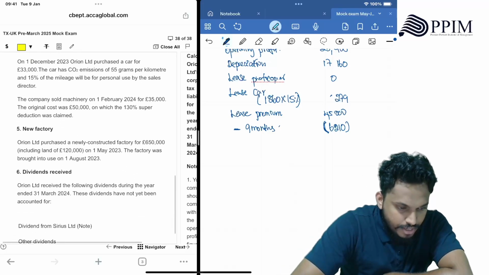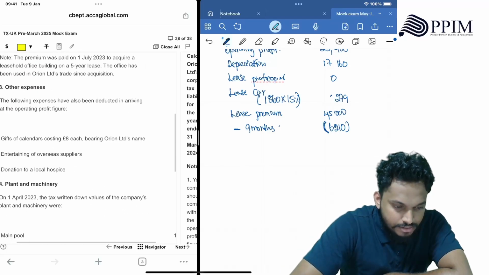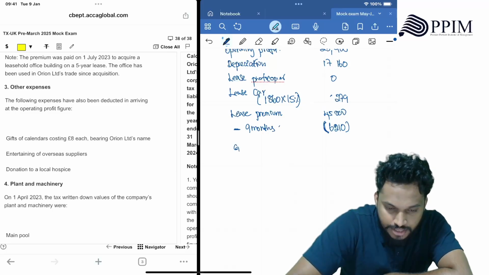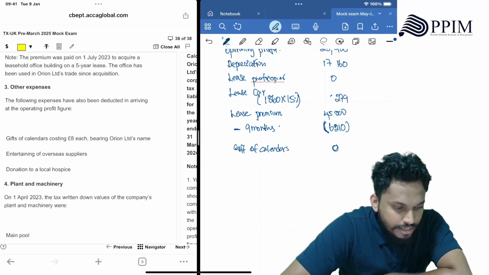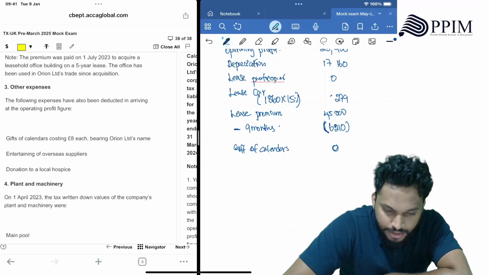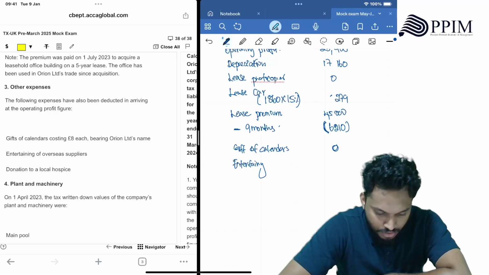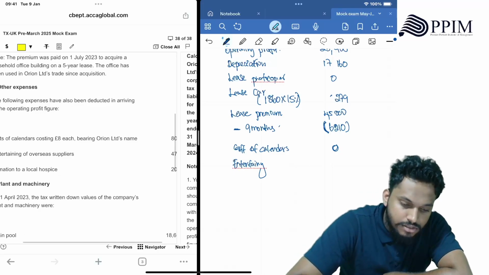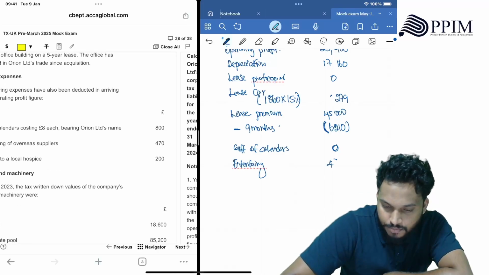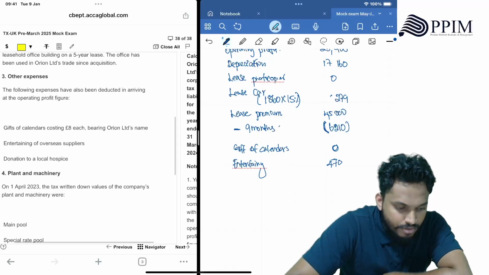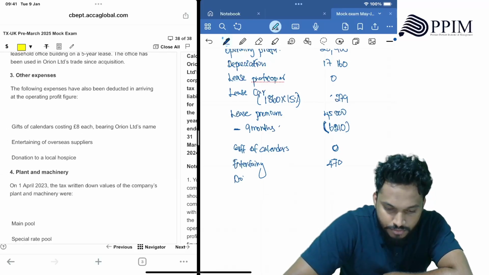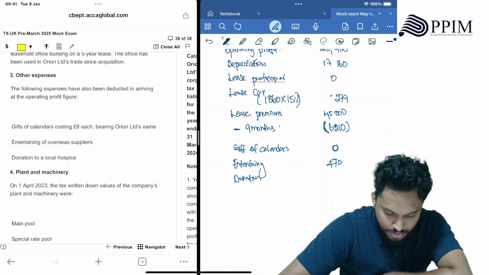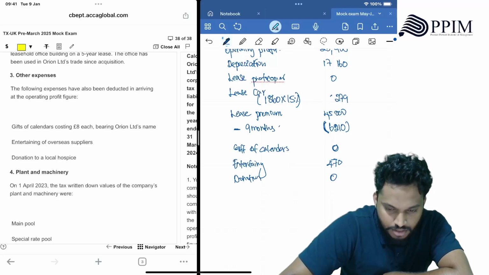Now we had gifts of calendars bearing the office name. That is allowable, so it is going to be nil. Entertaining of overseas suppliers is not allowable. Donation, that is allowable.